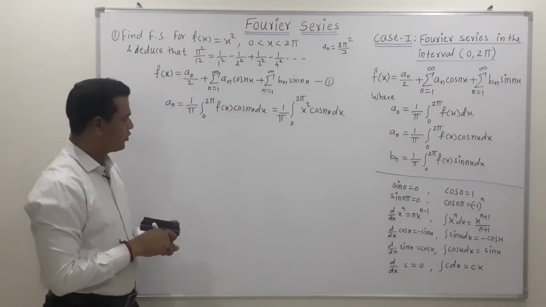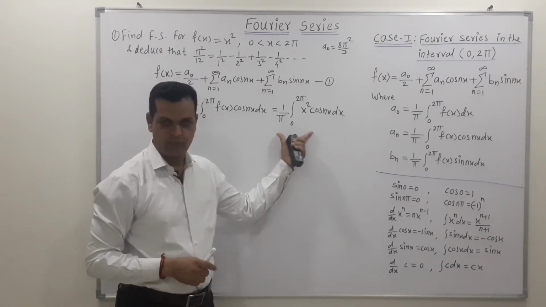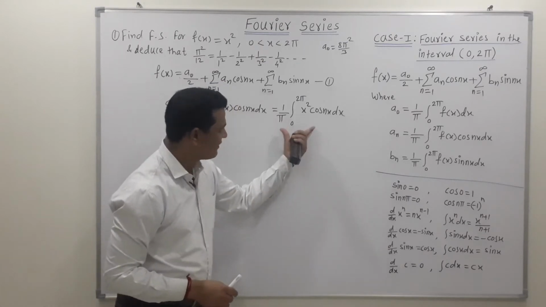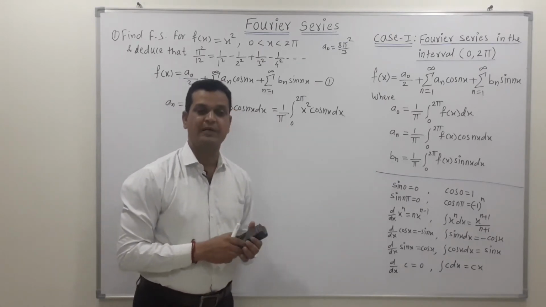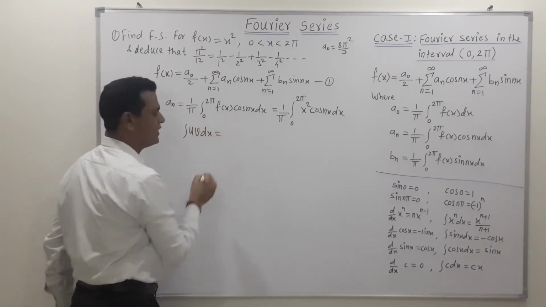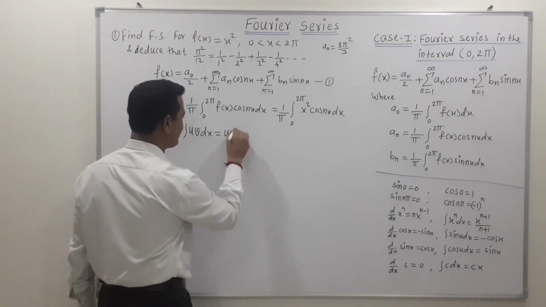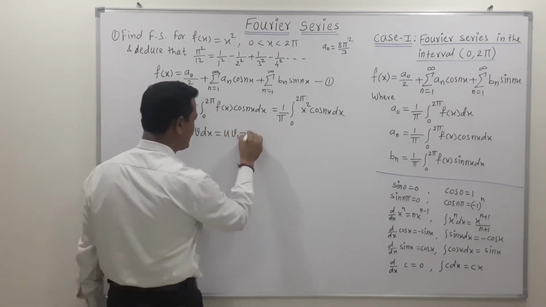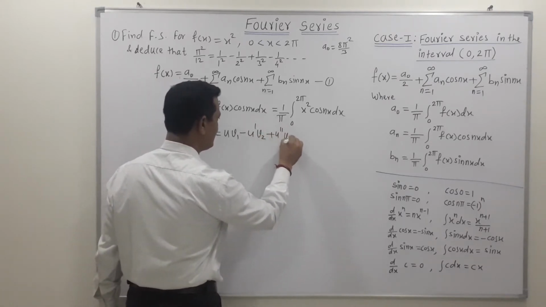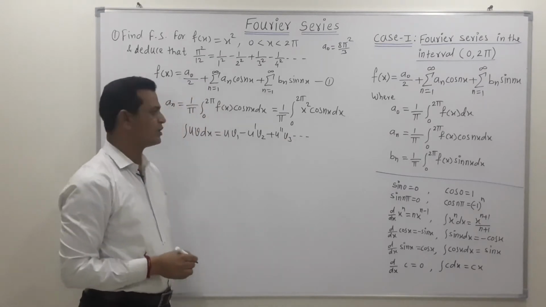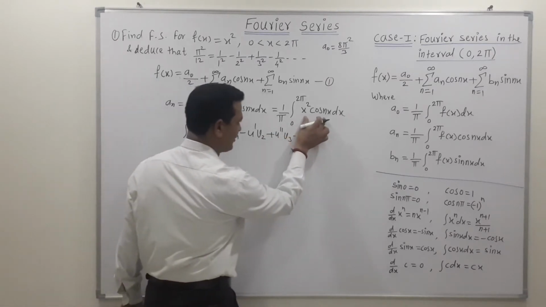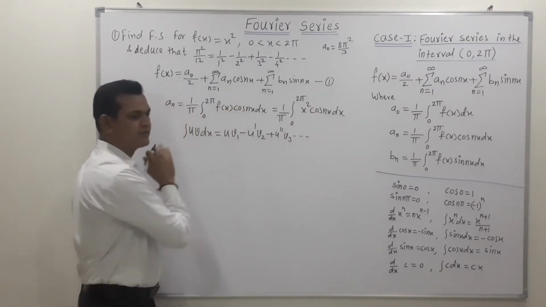Now friends, the question is to find the integration of this term. Whenever we are finding the value of a naught and an, for finding the value of this integration, the general rule for integration by parts is applicable. We know the general rule: integration of uv dx is equal to first function into integration of second, minus derivative of first into second integration, plus second derivative into third integration, and so on. This is the product of two terms, and to find their integration this rule is applicable.